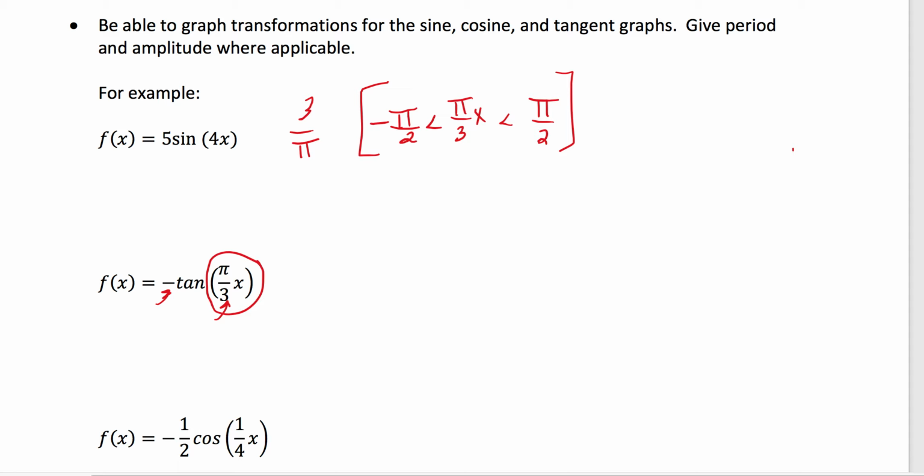All right, so when I multiply the first one, I'm going to see my pi's cancel out. And so I have negative 3 on the top and 2 on the bottom. All right, when I multiply 3 over pi times the middle fraction, I'm just left with x. And 3 over pi times pi over 2, again, the pi's are going to cancel out, leaving me just 3 over 2. So I now have my new starting point and my new ending point for the graph.